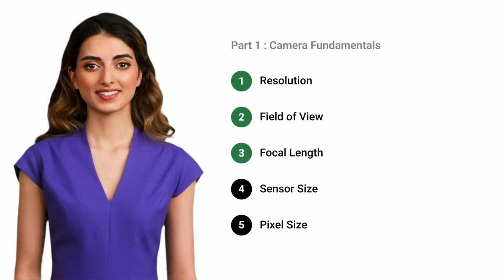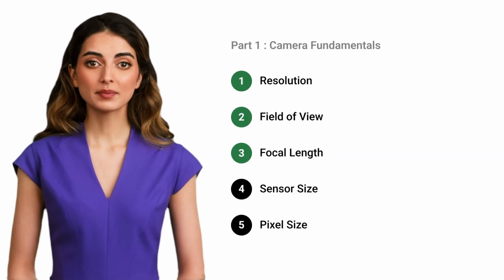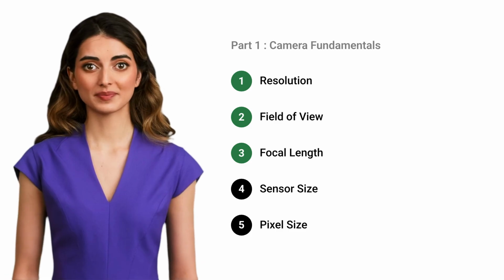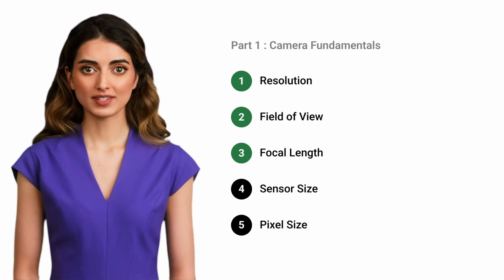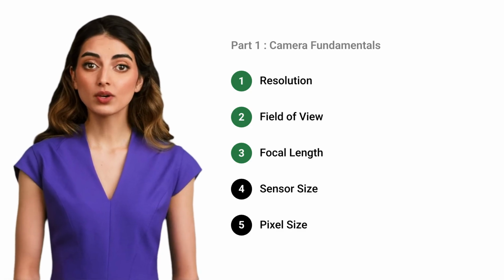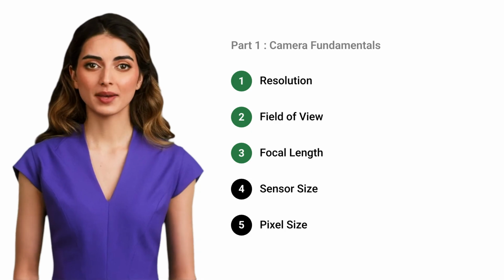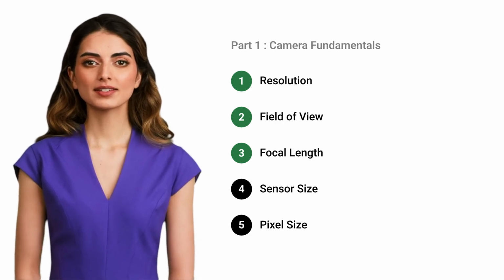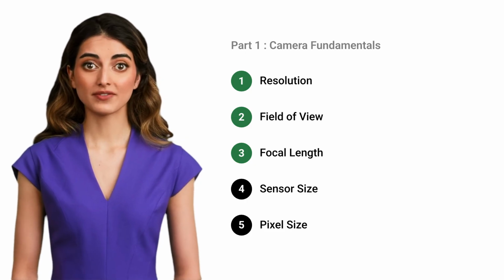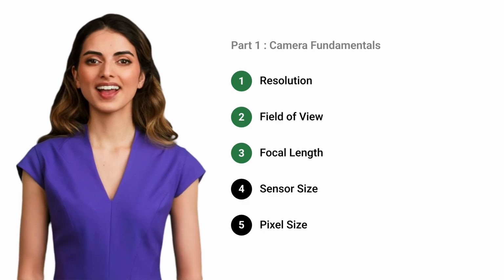Let's revisit our agenda. We've now completed focal length and seen how it affects magnification and the camera's field of view. Next, we'll explore sensor, one of the most important factors influencing image quality, low light performance, and overall camera capability. Understanding sensor size will help you make better camera selection decisions for robotics and UGV applications. Let's get started.